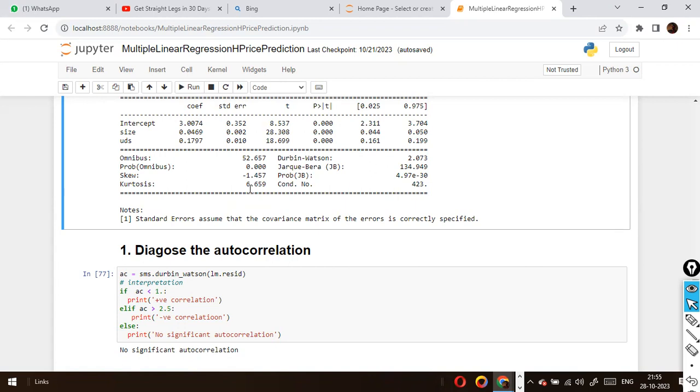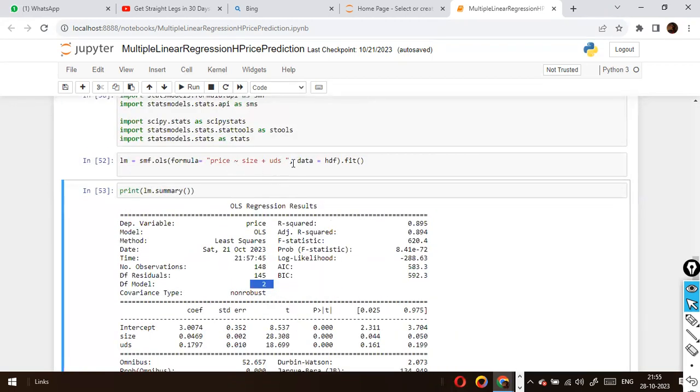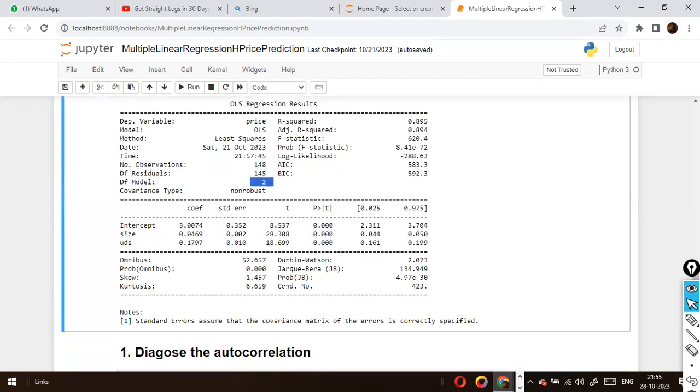Not much information, but the omnibus test tells us the normality of the residuals. Okay, what else do you need to know here? DF tells us the degrees of freedom associated with the model, which is 2. Overall we have 3, so 3 minus 1 is 2. In this model, the degrees of freedom used is 2. That is what it tells us.